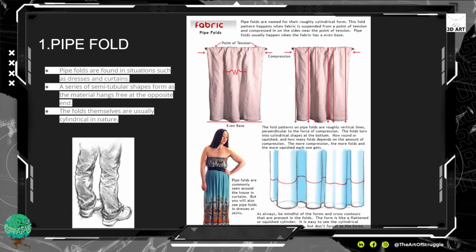All right, and as always, be mindful of the forms and cross contours that are present in the folds. The form is like a flattened or squished cylinder. It's easy to see the cylindrical form coming towards us, but don't forget, as the form turns away, they create an inner cylinder as well. So that's what I'm talking about, the undulating. It goes up and down, peak, valley, and it's not a peak in the sense of getting a point, but these rolling kind of waves that you're getting.